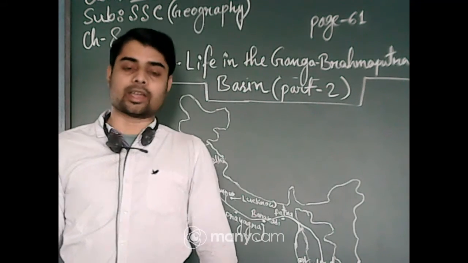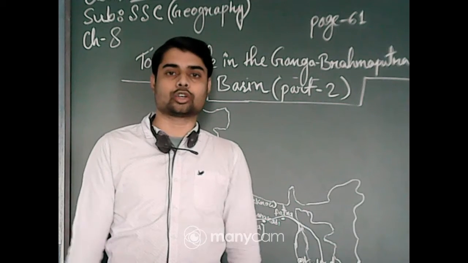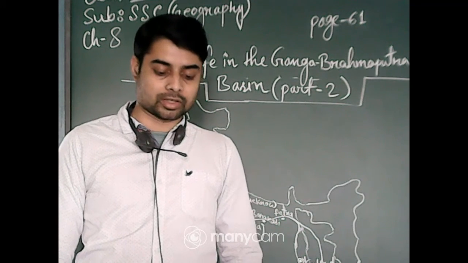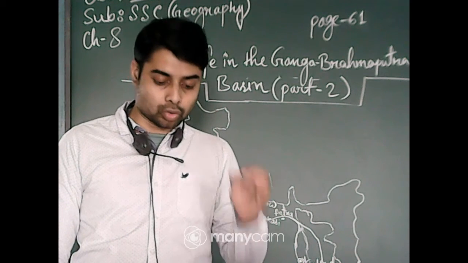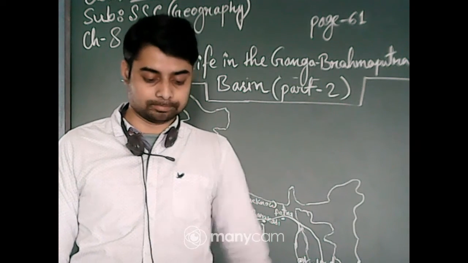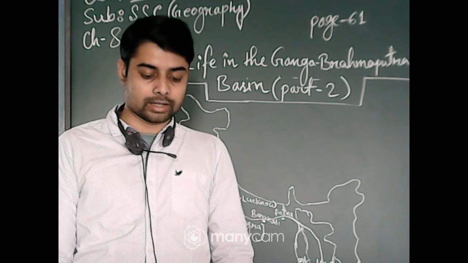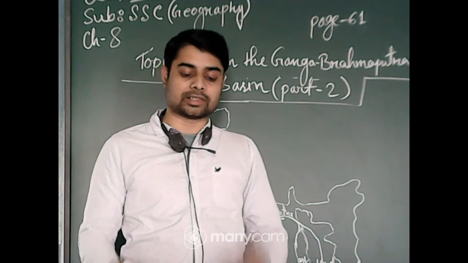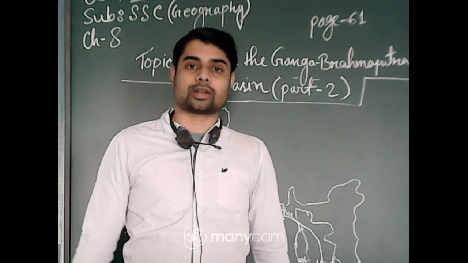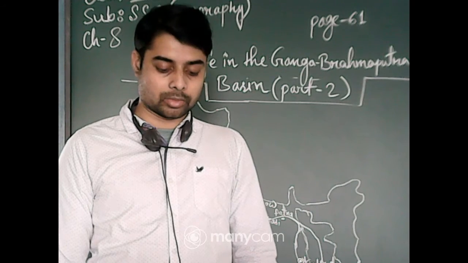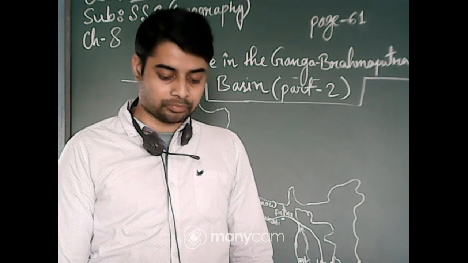In the previous class I have already discussed up to the crops grown in the Ganga Brahmaputra Basin, such as wheat, maize, sorghum, gram and millets, jute, sugarcane, as well as sericulture, which means the cultivation of silkworms. This is also very famous in that region.